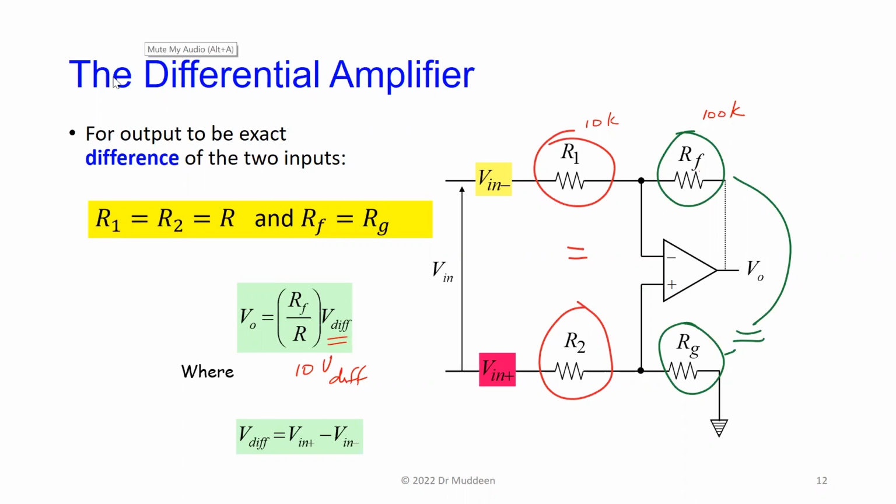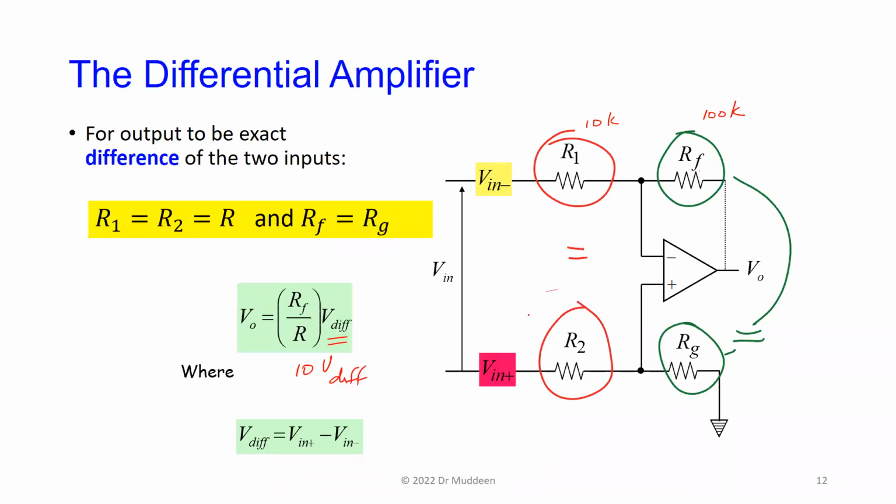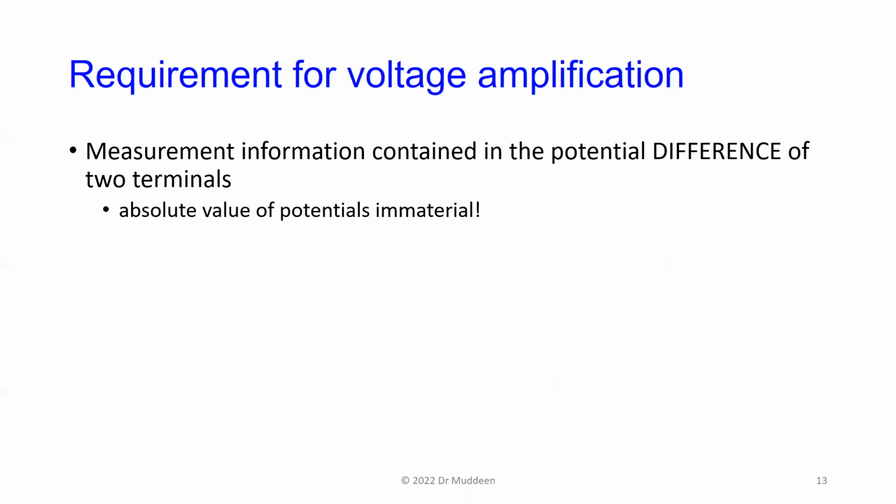Yes, apologies. So, right, the output is, in this case, some gain times V diff, and V diff, of course, is the difference between the voltage on the non-inverting terminal and the voltage on the inverting terminal. All right, that's V diff. So usually the information that we need is contained in that difference. The absolute value of the potentials is immaterial.